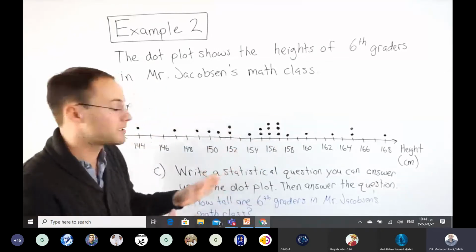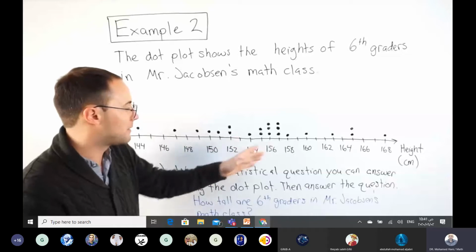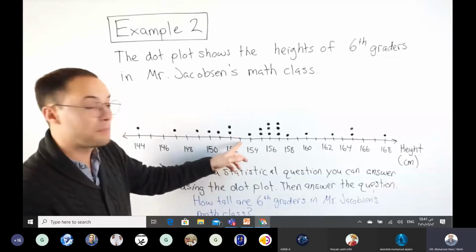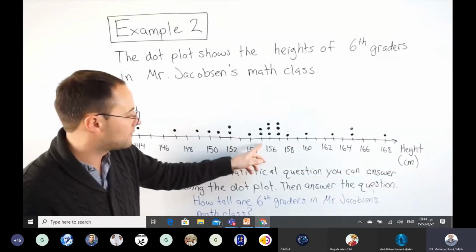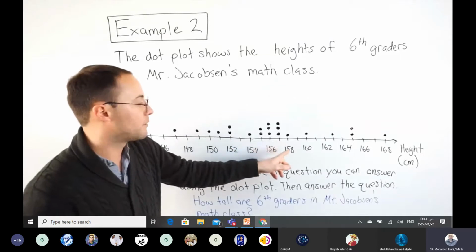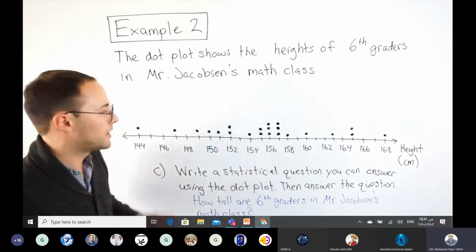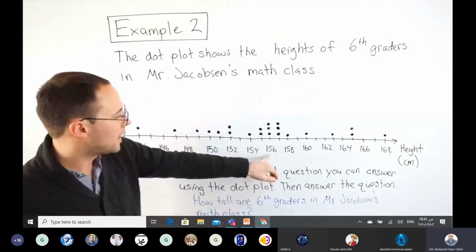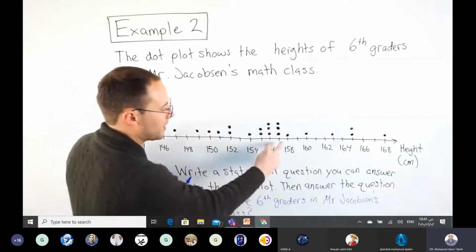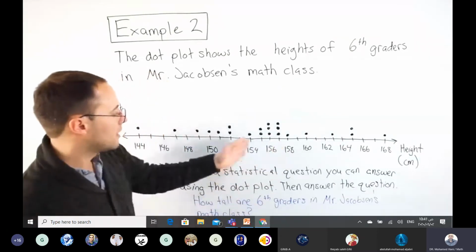By the way, you may have noticed I didn't label every single dash. But if you notice, I'm going by the same amount. So 152, that would be 153, 154, 55, 56, 157, 158. That's fine. You can do it that way. Just be consistent. So we've got a peak here at 156 and 157.